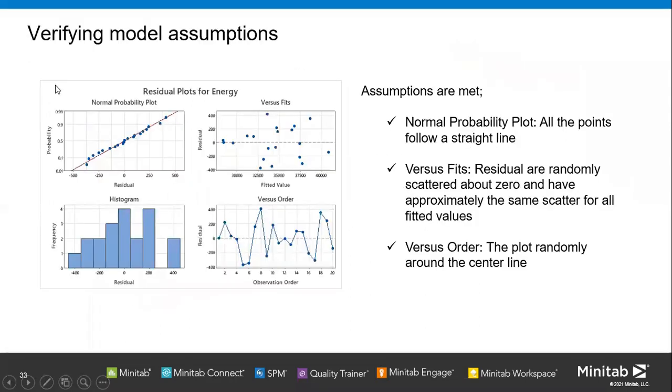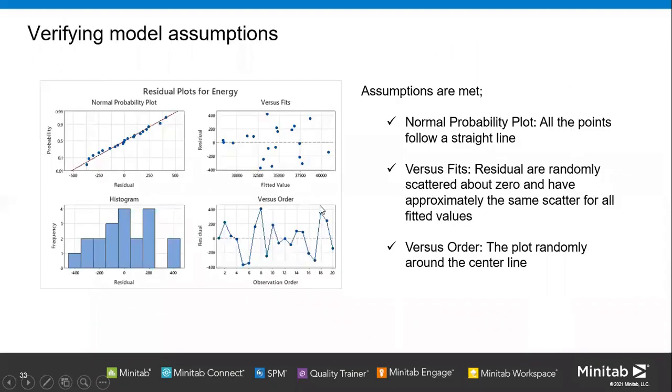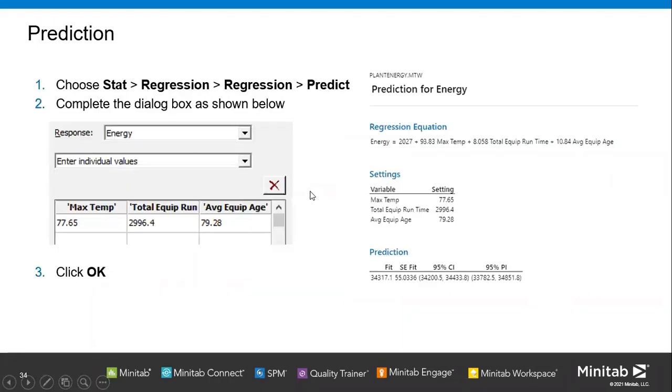So from here, you check your assumptions. All the assumptions are met, so you can go for the prediction. Now, let's say you have a maximum temperature of 77.65, your total equipment runtime is 2996, and your average is 79.2. So what is the energy you can predict?